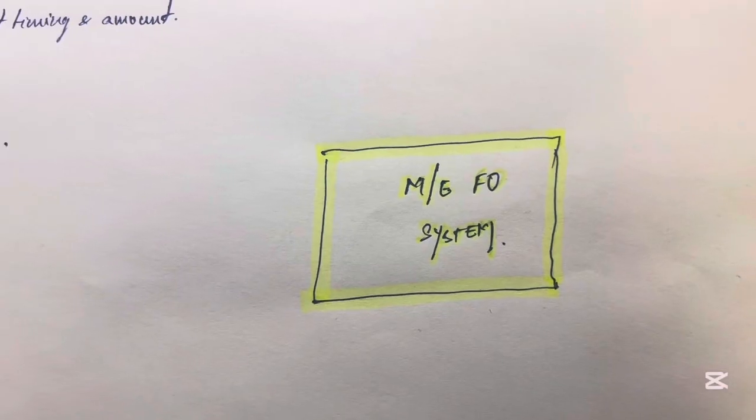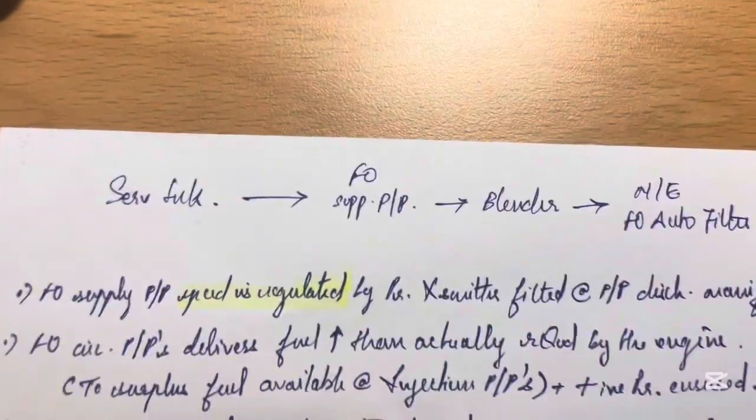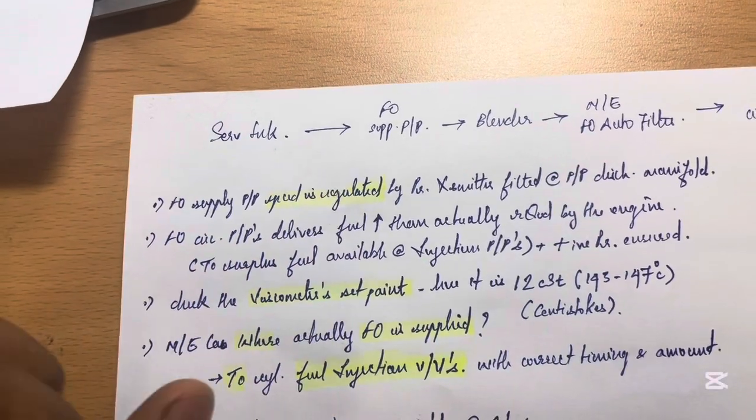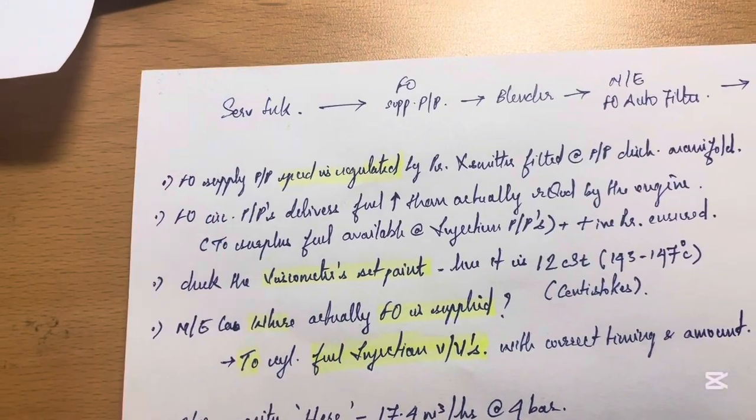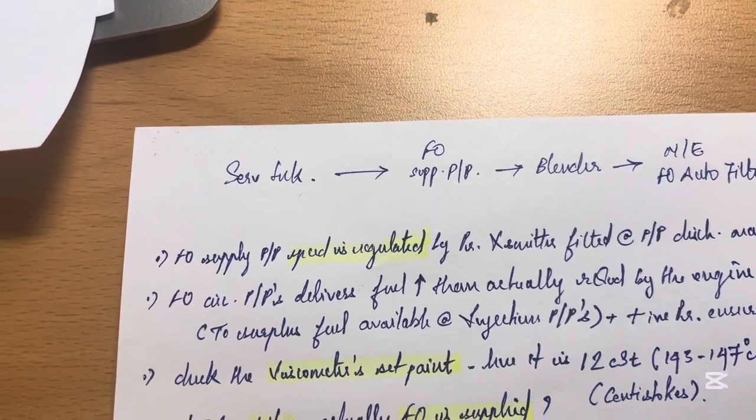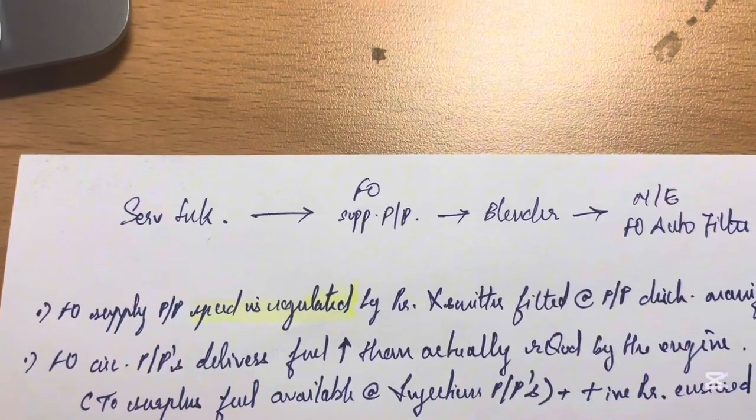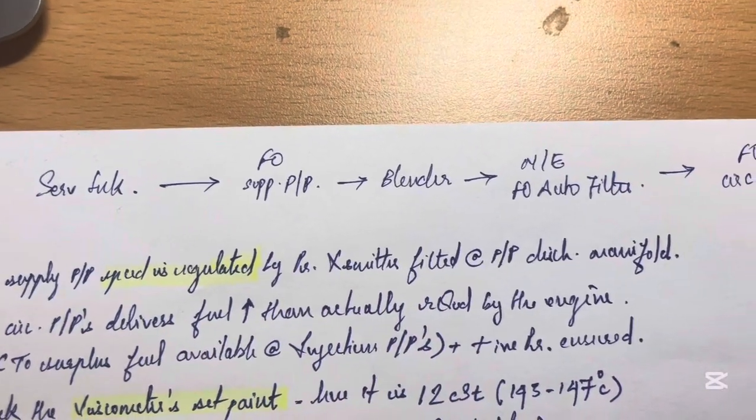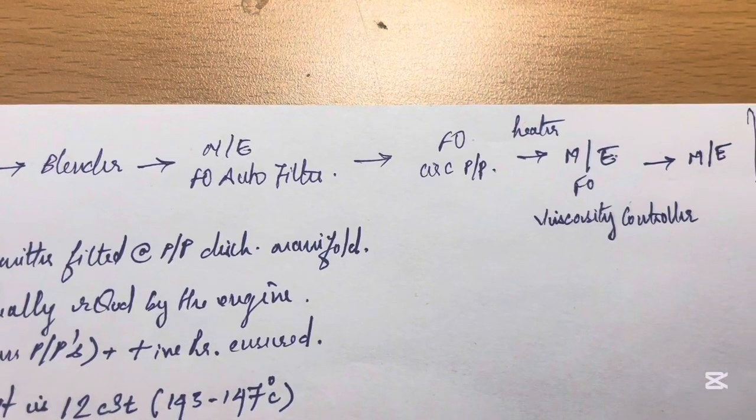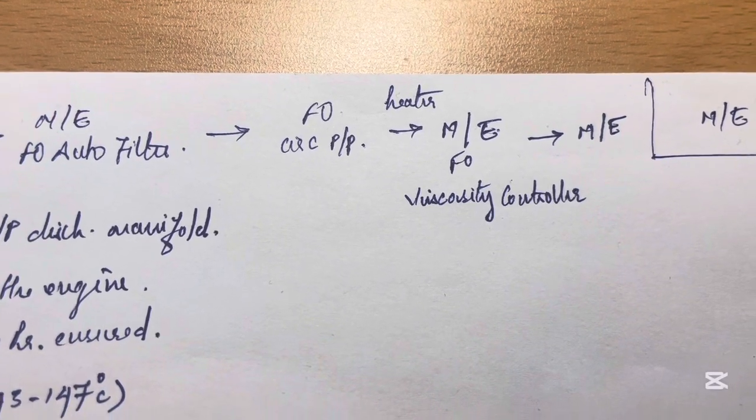So I've made a short note about this. To see it in detail, I'll share a flow diagram, where we bunker the oil and keep it in the settling tank, and from the settling tank we transfer it to the service tank, and from the service tank it is passed to the blender through a fuel oil supply pump, and from the blender the fuel oil goes to the auto filter, from where, through the fuel oil circulation pump, before being injected into the main engine, it passes through a viscosity controller.